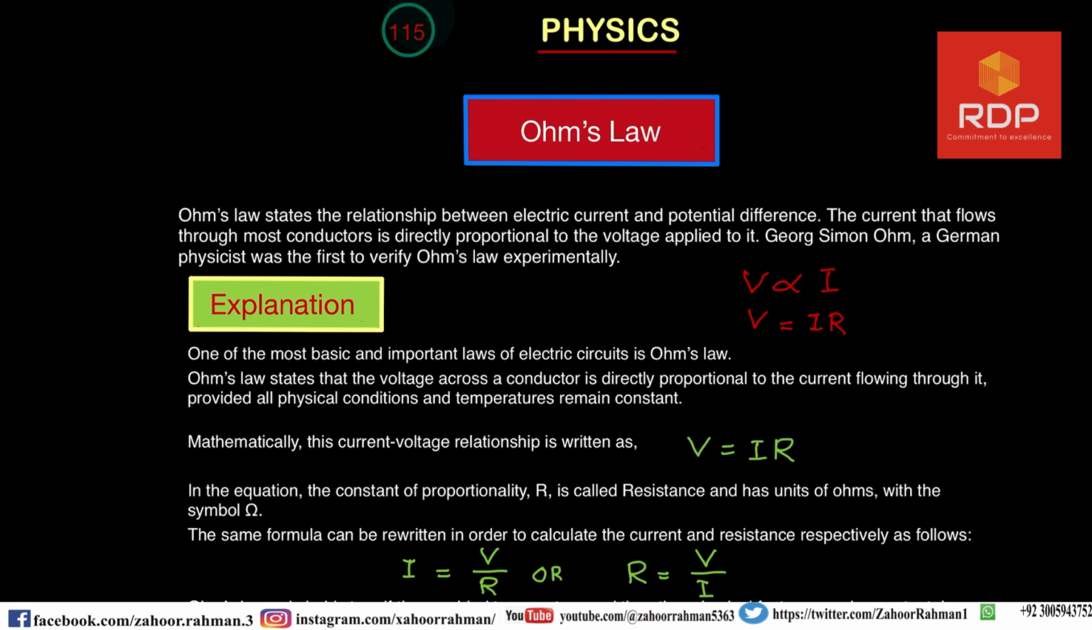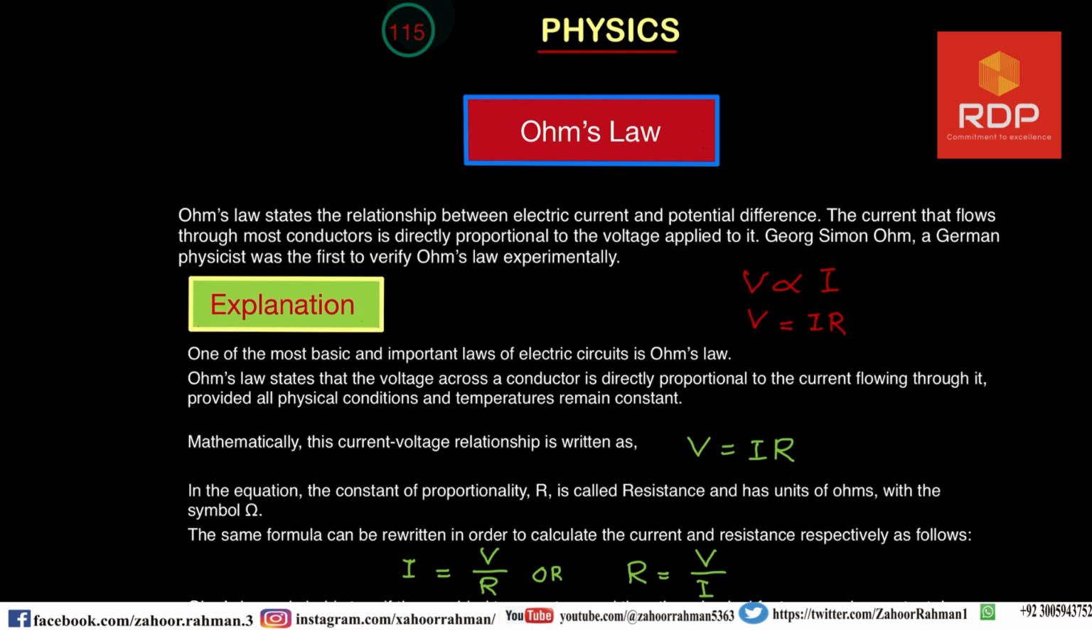Let's explain it. One of the most basic and important laws of electric circuits is Ohm's law. Ohm's law states that the voltage across a conductor is directly proportional to the current flowing through it, provided all physical conditions and temperatures remain constant. That is very important: if you want to apply Ohm's law, then you have to keep the temperature constant. If the temperature is increasing at the same time as we are increasing the potential difference, then this law will not be applicable.